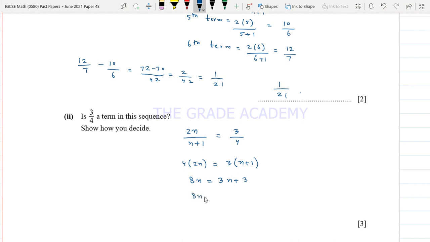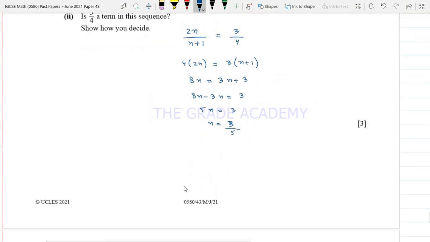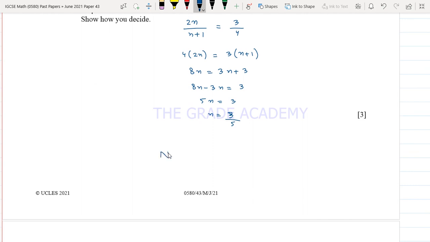So 8n minus 3n is equal to 3. So 5n is equal to 3. So n is equal to 3 by 5. Since n is not a whole number, 3 by 4 will not be a term of the sequence. So the answer will be no. 3 by 4 is not a term of the sequence.